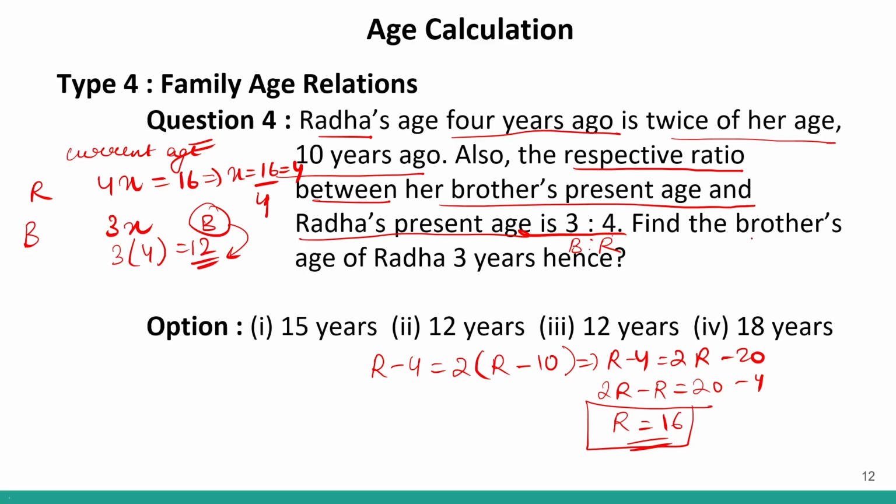In the question, we have to find the brother's age 3 years hence. Hence means after. So how old Radha's brother will be 3 years after? At present he is 12 years old, so after 3 years he will be 15 years old. And this is given in option number 1. So option number 1 is your correct answer.